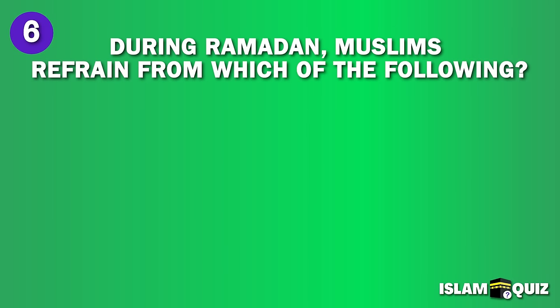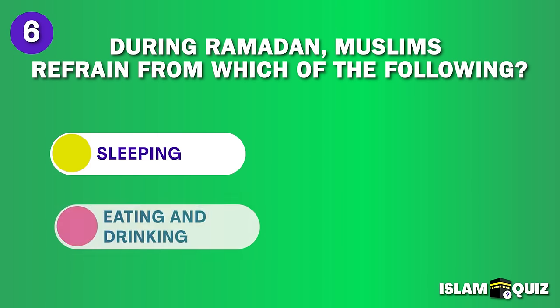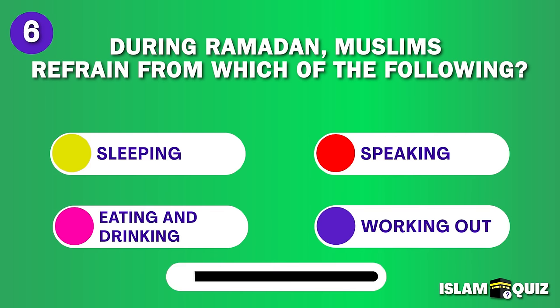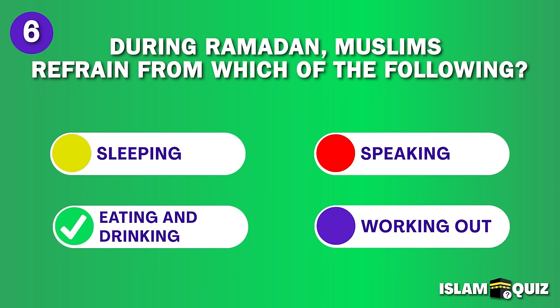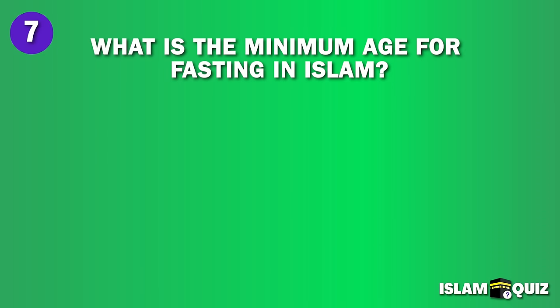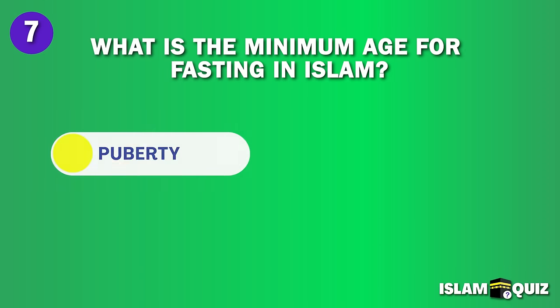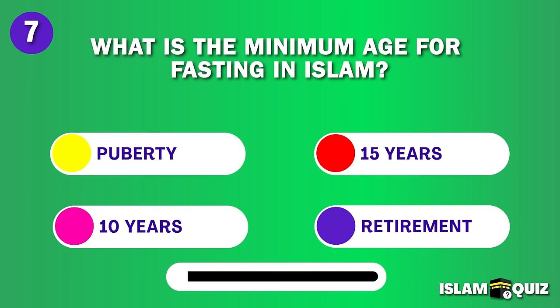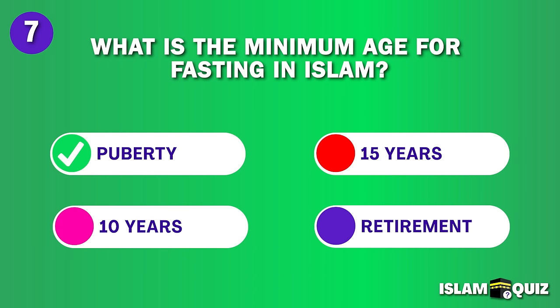During Ramadan, Muslims refrain from which of the following? Eating and drinking. What is the minimum age for fasting in Islam? 5. Puberty.